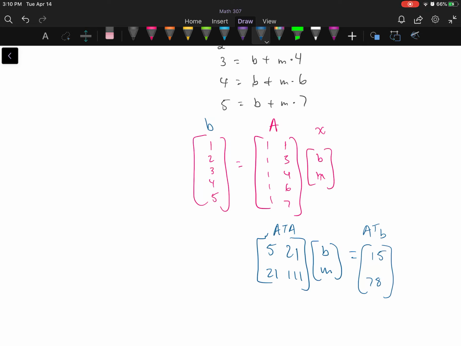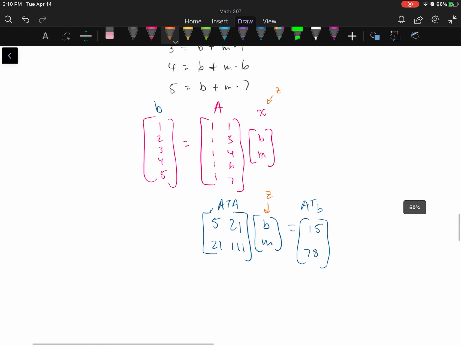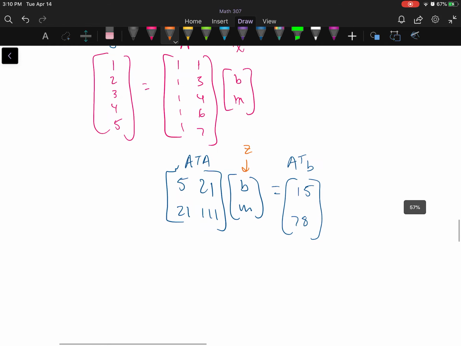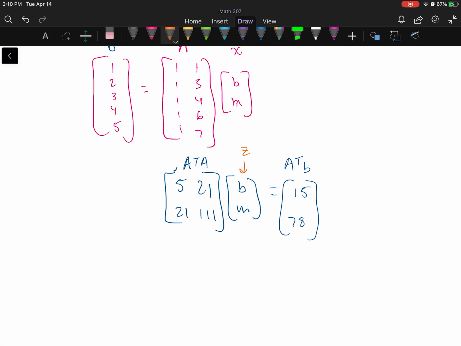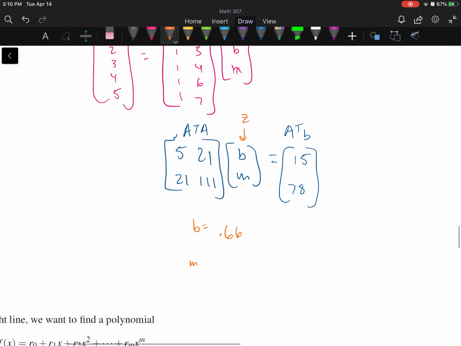Now, again, our book would be using the notation Z here for the actual best approximation solution. And it turns out that the y-intercept turns out to be 0.66 after doing row reduction. Literally, you just put this into an augmented matrix and row reduce. And this one turns out to be 0.24.